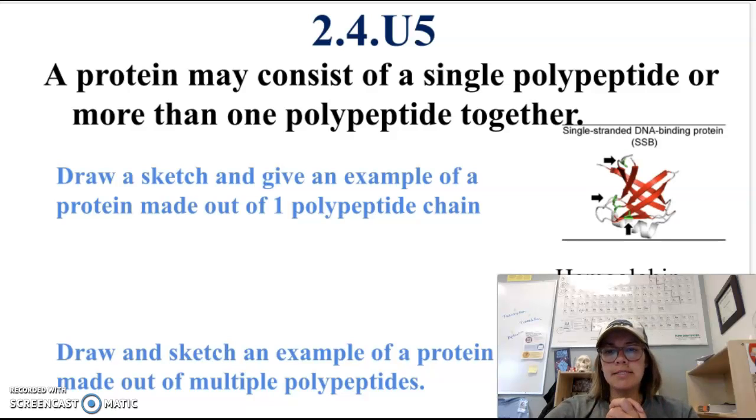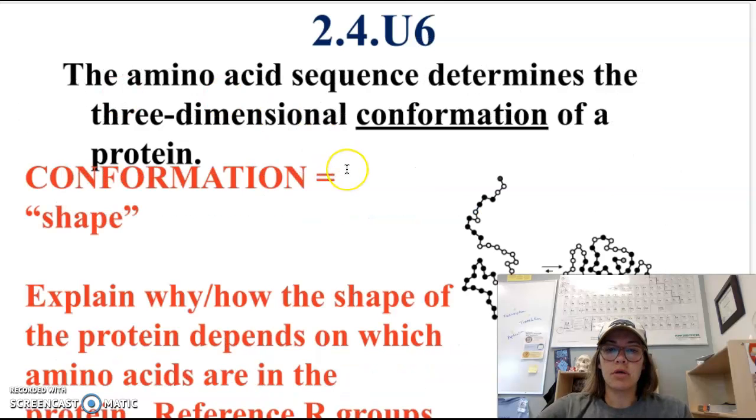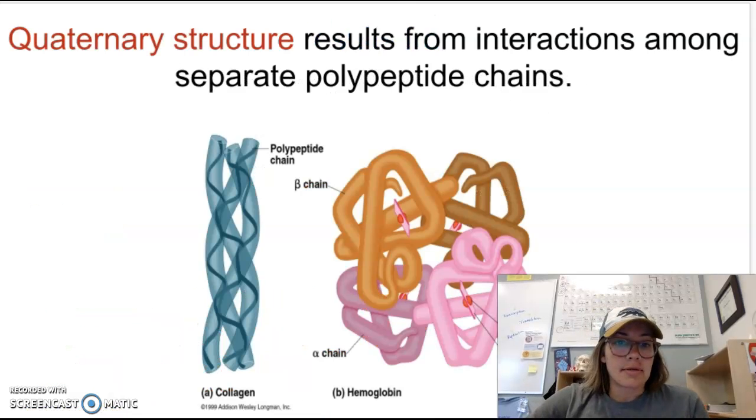So a protein may consist of a single polypeptide or more than one polypeptide together. I've asked you in your notes here, there's 2 boxes. Draw a sketch and give an example of a protein made out of 1 polypeptide chain. And draw and sketch an example of a protein made out of multiple polypeptides. So I've kind of given you one of those when I was looking at hemoglobin and, sorry, there it is again, collagen.